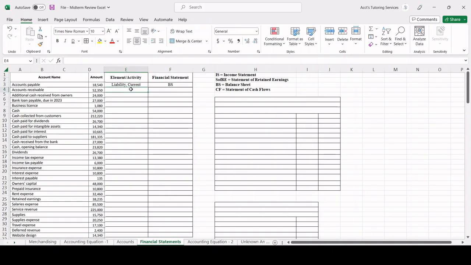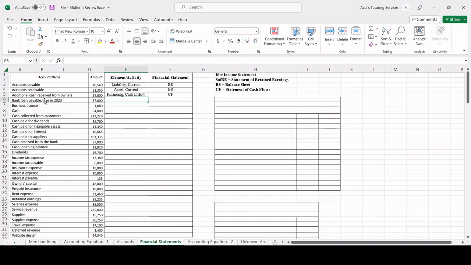Accounts receivable is an asset. It's a future benefit. It's going to be current as well. Remember, anything that's current is less than 1 year, right? And then the financial statement is the balance sheet. Additional cash received from its owners. This is going to be the cash flow statement. This is going to be a financing activity, and it's going to be cash inflow because we're receiving cash.